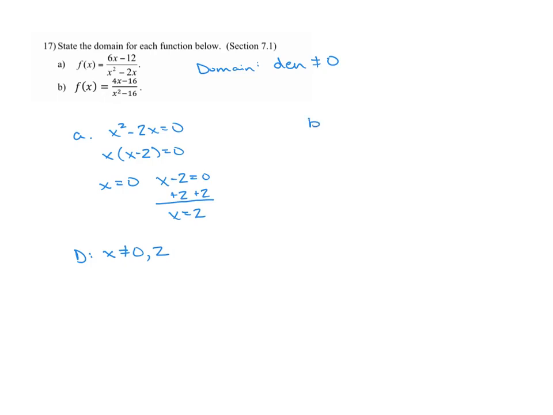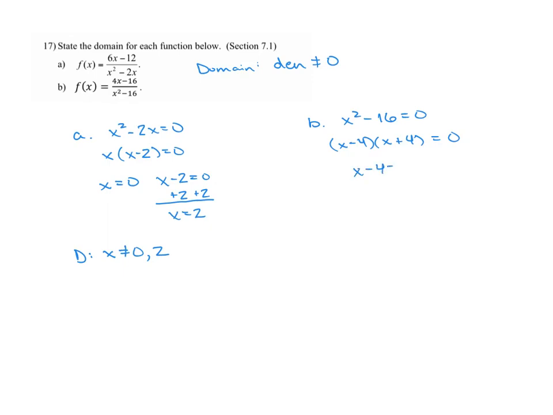For b, same thing. I'm going to work with the denominator. This is difference of squares, so we can go ahead and factor it out. We get x and x. 16 is 4 and 4. And we have different signs.